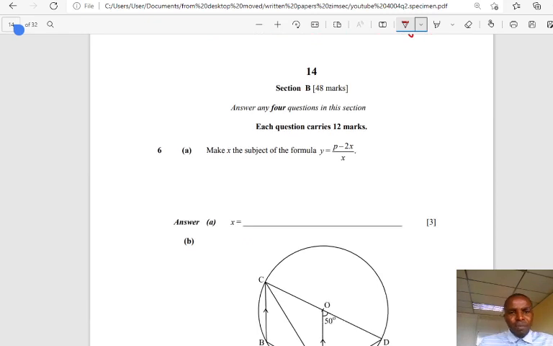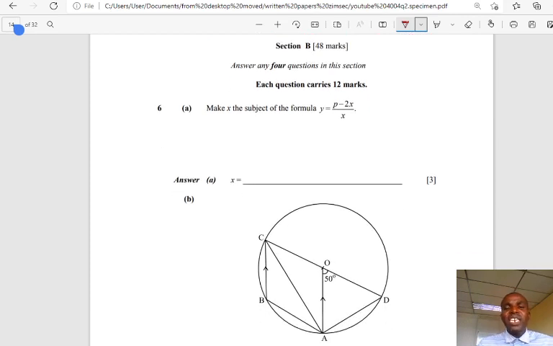Then section B. Answer any 4 questions. Question number 6. Make X the subject of the formula. To make X the subject, X must be by itself. That's making X the subject of the formula. Take note of that. So this one, first thing is to get rid of the denominator, which is X, which means you cross multiply or you multiply everything by X. If you cross multiply, it will be YX or XY.